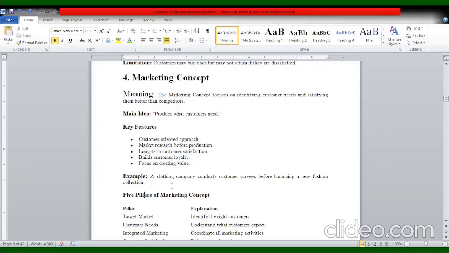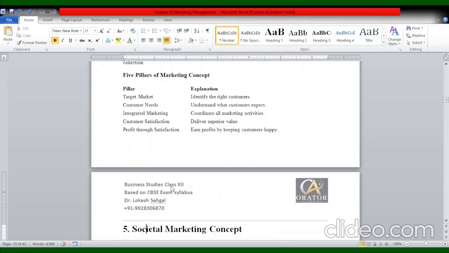And there are five pillars of the marketing concept. You must understand these pillars and follow them. First, you follow the target market. You follow the customer need. You work on an integrated marketing approach, and you follow customer satisfaction and profit through satisfaction. Target market means identifying the right customer need and understanding what customers expect. Integrated marketing means coordinating all the marketing activities.